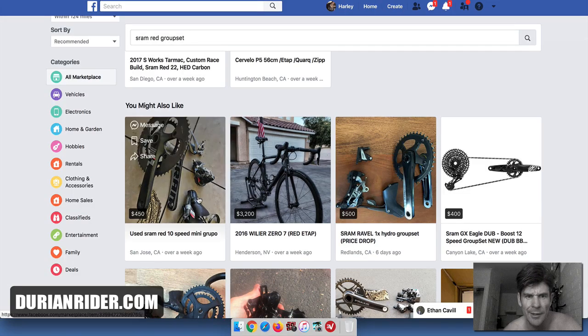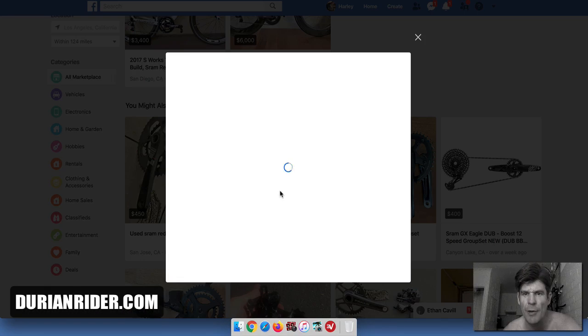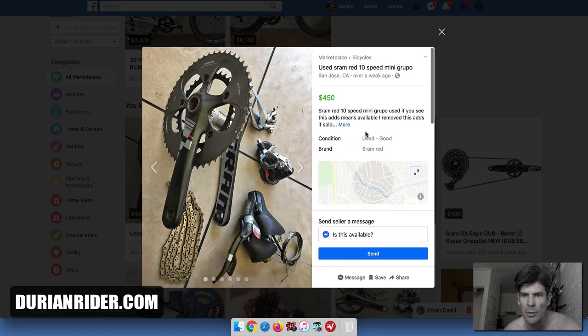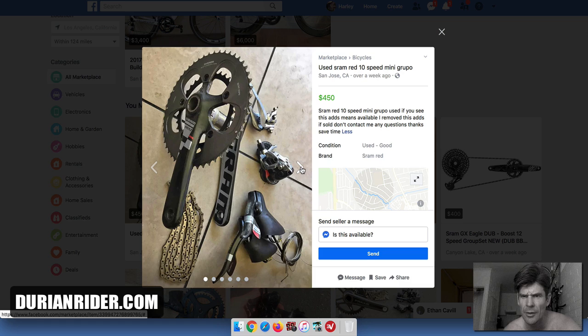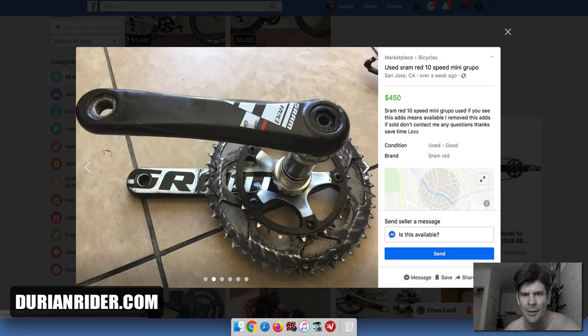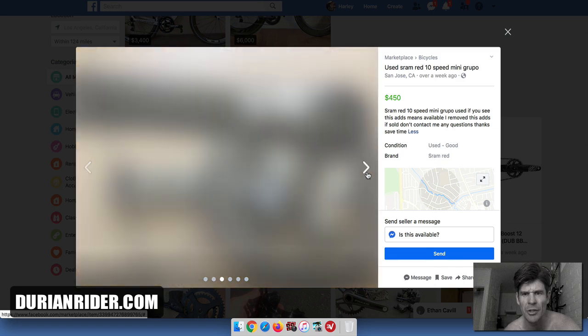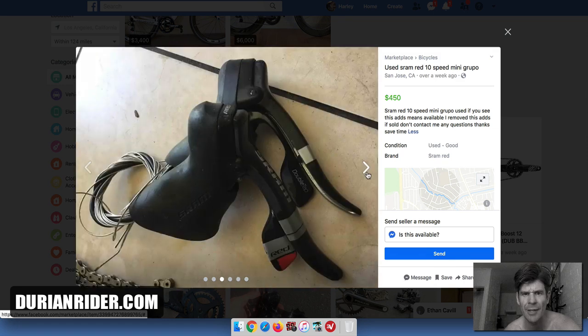Okay, so in the marketplace here, we have a used SRAM Red. And what we've got here is a mini group set. What does mini mean? Mini, no brakes. Maybe $450 US, give them $250. No one's gonna buy this. Looks like in pretty good condition. Just check the cranks for cracks. No one's gonna buy this.